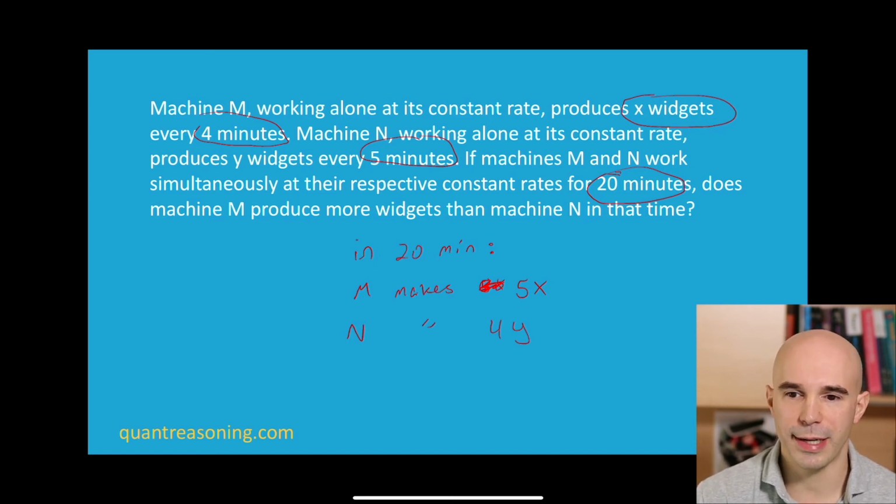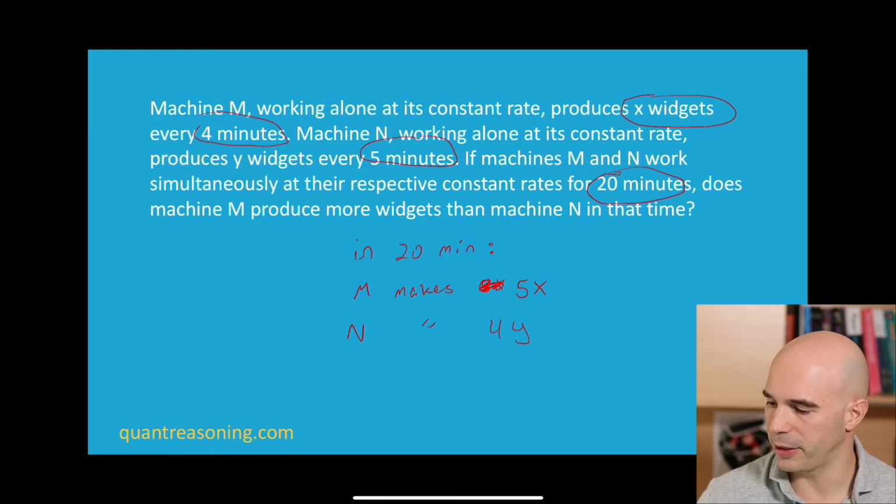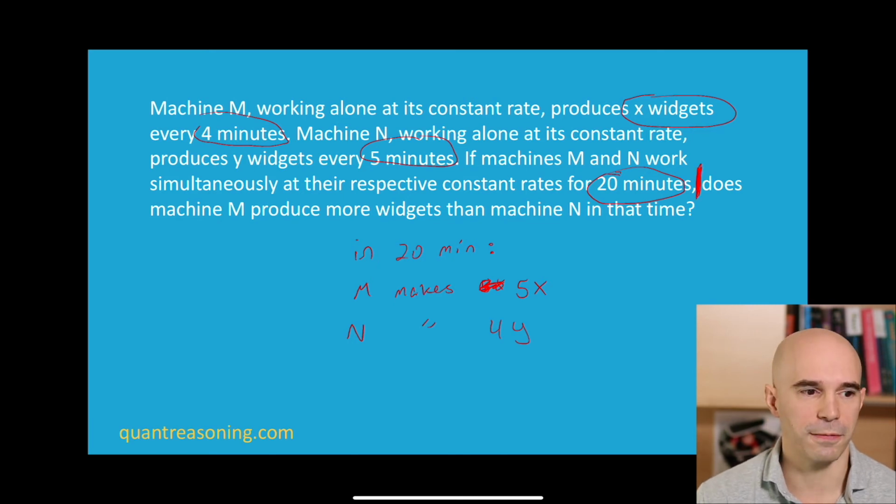What this question is really asking is, is 5x greater than 4y? And it's really important in data sufficiency when you get a bunch of free information. I mean, if you think about it, everything up to the comma, everything up to the word "does," is just free info.